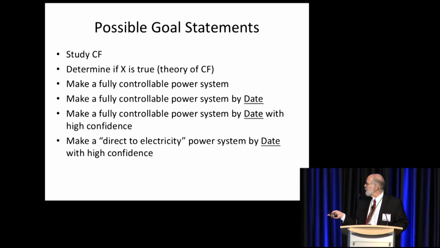So for example, there's a big difference between what you're going to get if you say study cold fusion versus if you say, okay, our goal is to make a fully controllable power system. Very different approach by the design team, very different. And even more different if you say, we are going to make a fully controllable power system by a certain date with high confidence. That drives an entirely different approach to how you put your team together and what you do. And even worse, as you decide to do this requires a whole another set of theory. I'm going to skip on rapidly here.